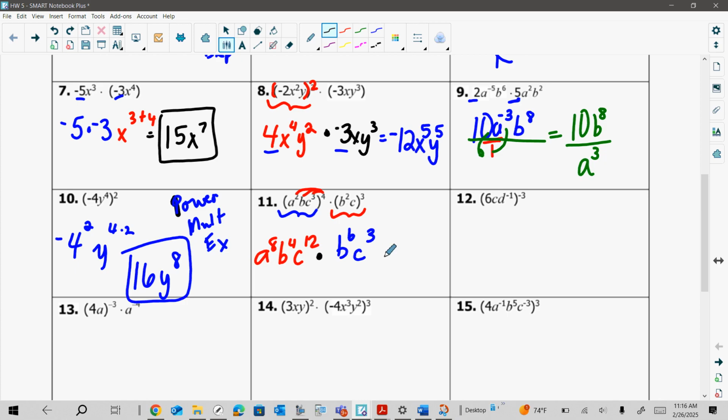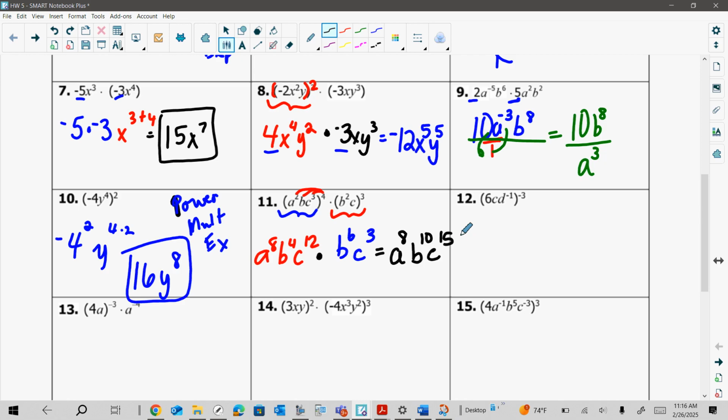Now, multiplication is addition. For the exponents, you add. If there were coefficients, you multiply. So this is b to the power of 10. We don't have any a's over here, so you keep the a to the 8. And c to the power of 15. And if it was division, it's subtracting. Or dividing for the coefficient.